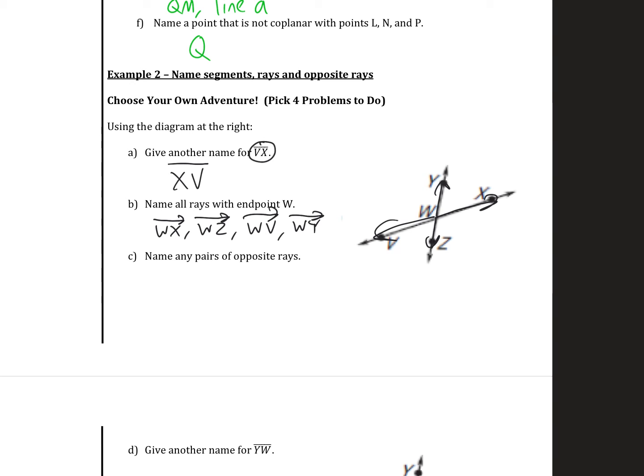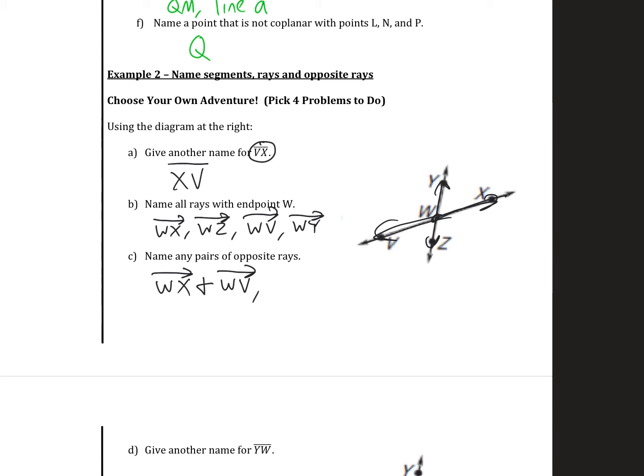Apologize for the bad writing. And then name any pairs of opposite rays. Opposite rays share an endpoint in the middle, and they go in opposite directions. So WX and WV go in opposite directions. They start in the middle and go this way and that way.